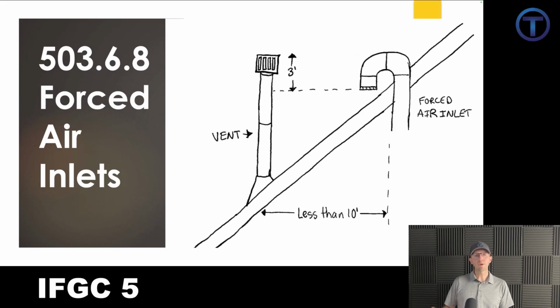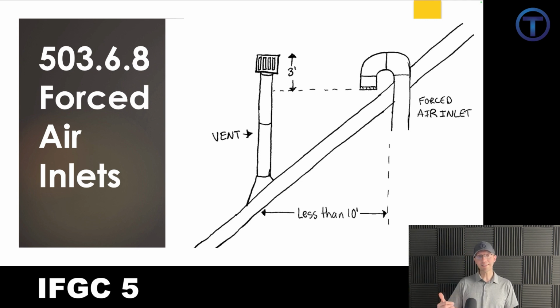Now, when it comes to the removal of exhaust and combustion gases from the building, we're putting those outside, but buildings often have places where they're trying to bring fresh air in for different reasons, maybe for combustion air or forced air inlets. And so we've got to be conscious of the distance between where we're exhausting out and where we're bringing air in. And in 503.6.8, when it comes to forced air inlets, it says that if we're within 10 feet of any location where there's a forced air inlet, we have to be 3 feet above the intake.